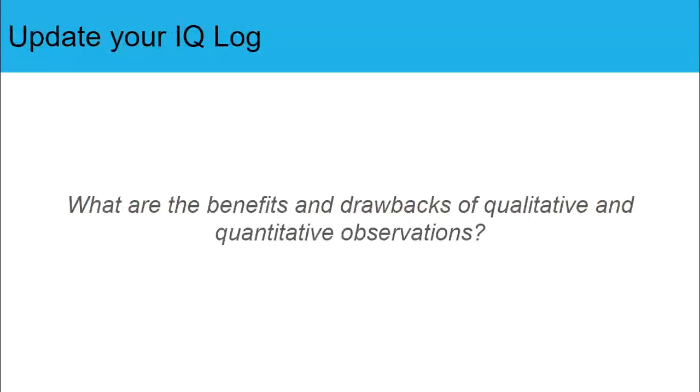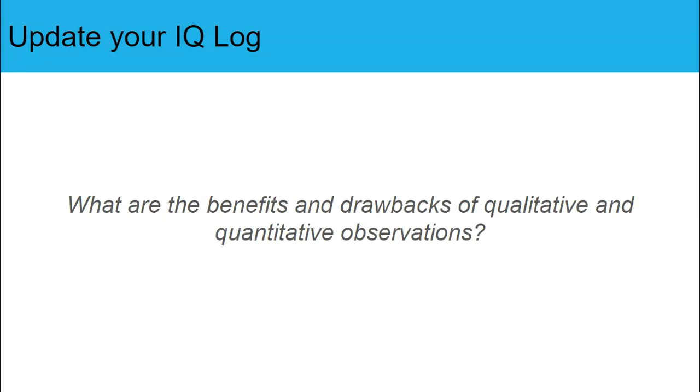The final thing for lesson 2 is to update our inquiry question log. And that question is a reminder: what are the benefits and drawbacks of qualitative and quantitative observations? So just a quick summary. Qualitative observations, when we're talking about a description, the benefit is we can get much more detailed information. However, a drawback is that when we're describing things, people can make inferences, and therefore people would describe things differently.